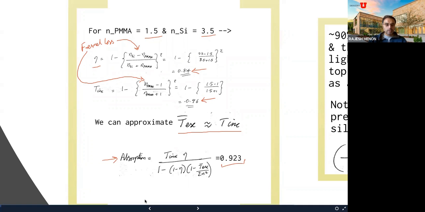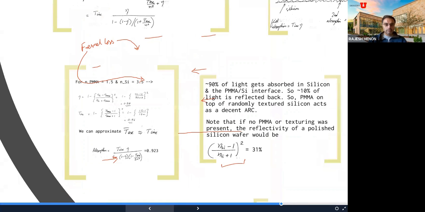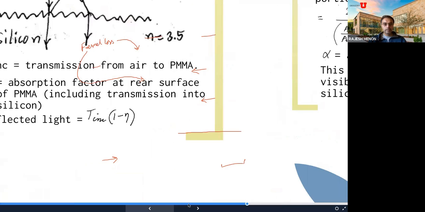Put it all together, we're going to make this assumption, T bar escape is T incident. This, by the way, I'll come back to at the very end. It's based on a paper. Then the absorption can be easily calculated by the equation that we derived, and we say, okay, 92% of light is absorbed. Now, this is very, very important. What we're saying is that by roughening the surface of the silicon, let me go back to the geometry so we all appreciate what we're talking about here.